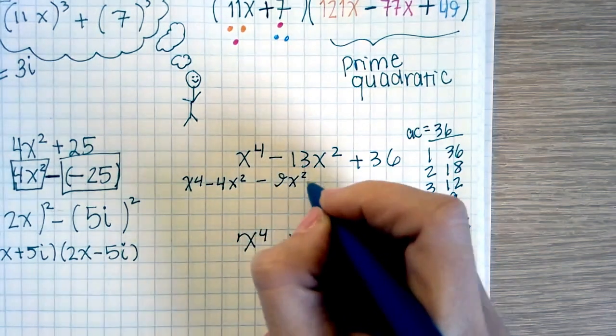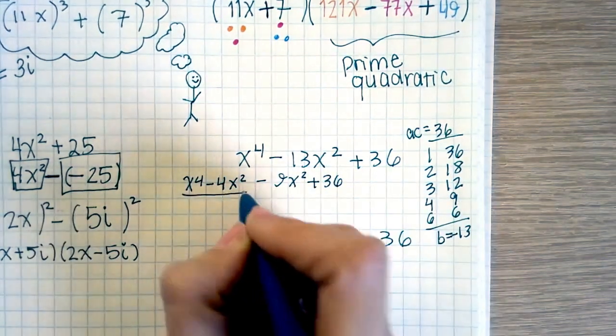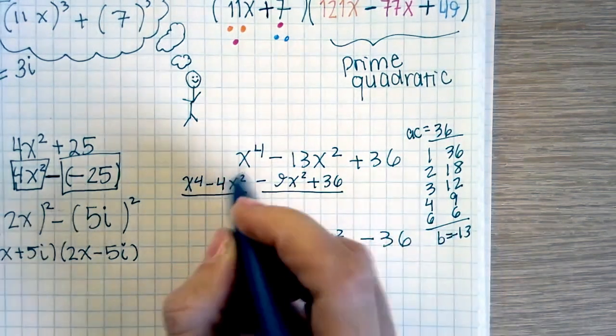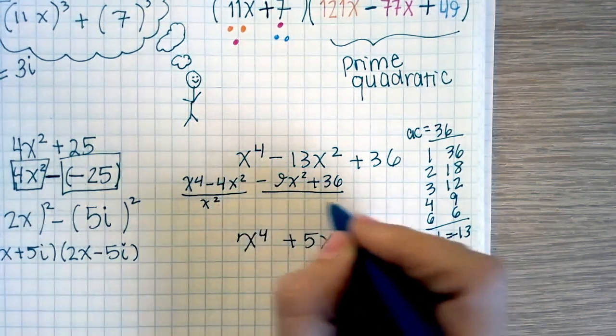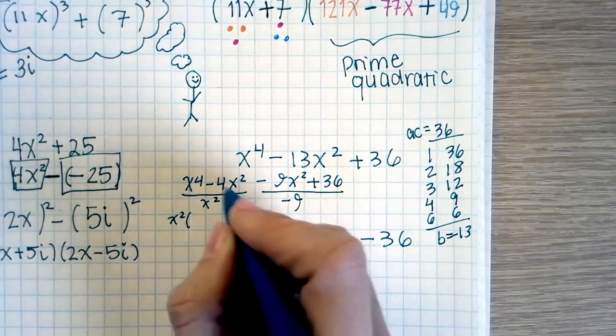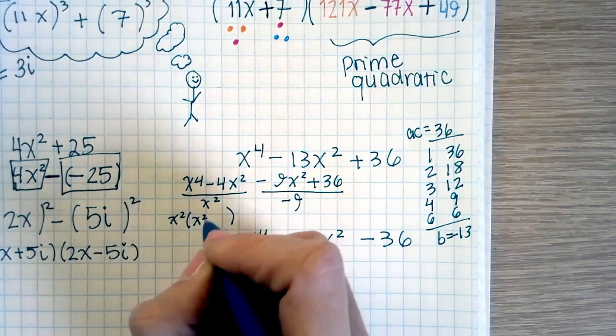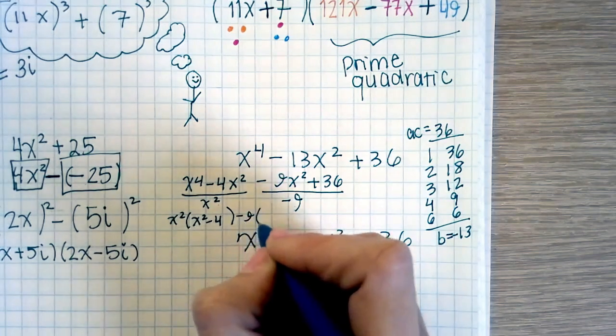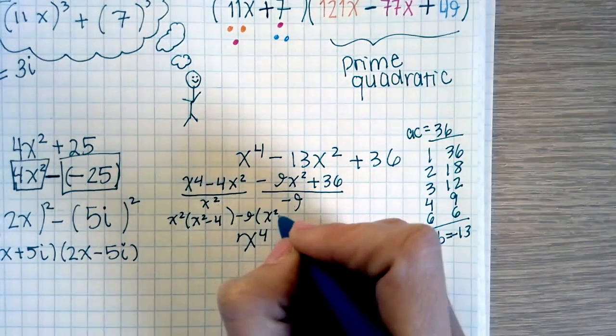9x squared plus 36. What's the greatest common factor of these two? X squared. What's the greatest common factor of these two? Negative 9. Bring out front, x squared. What's left? X squared minus 4. Bring out the negative 9. What's left? They match, so we're good.